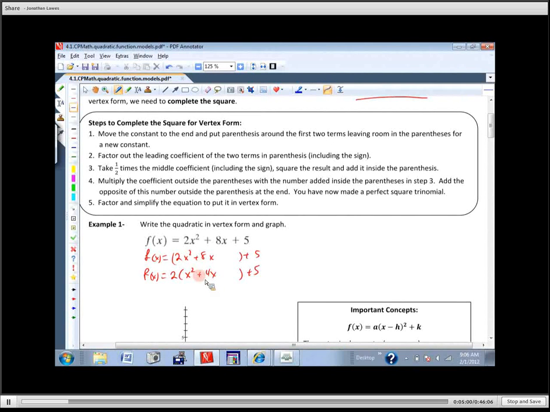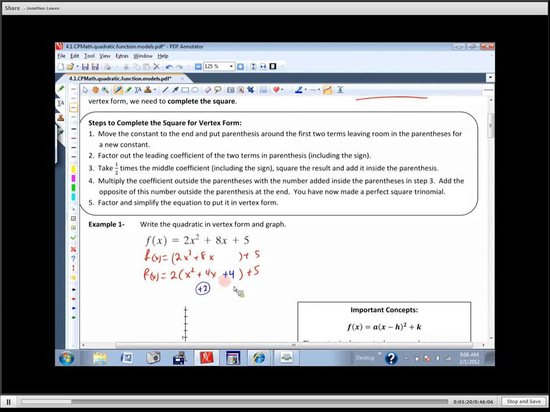So what is half of positive 4? Positive 2. Now I'm going to write a positive 2 right here, and I'm going to circle it, because I'm going to come back and use that in just a second. I take that number and I square it. What do you get when you square positive 2? 4. Okay, so I'm going to write a 4 right here.